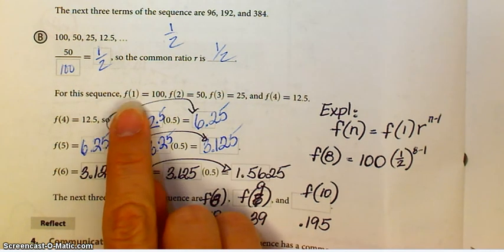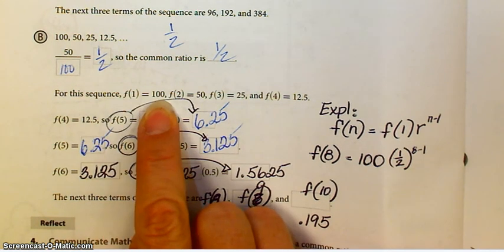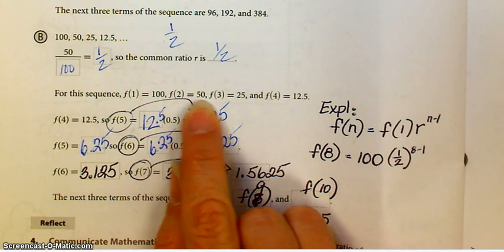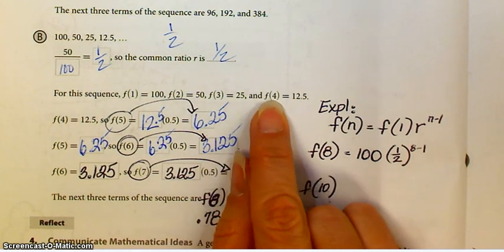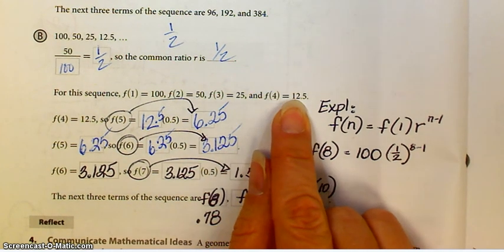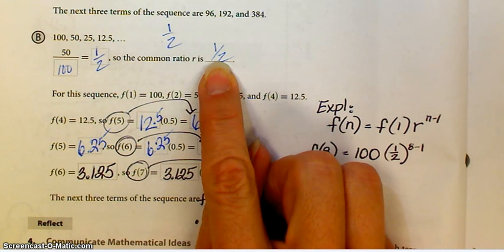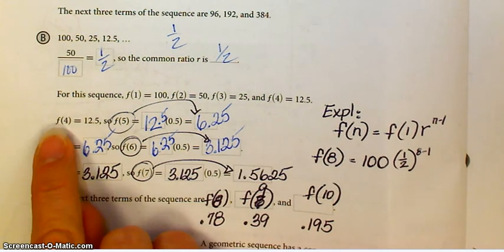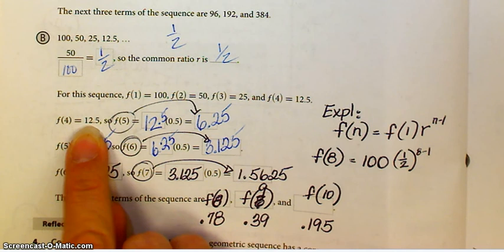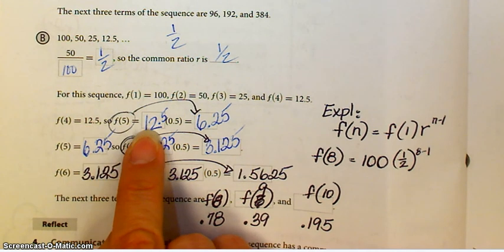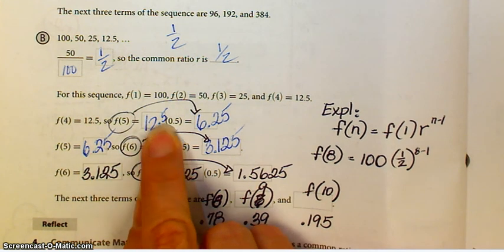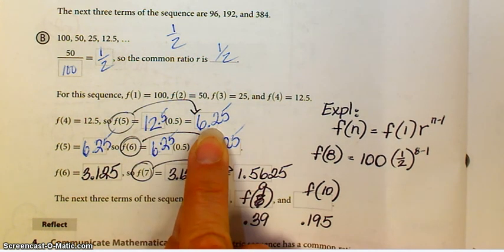So for this sequence, first term is 100, second term is 50, third term is 25. Fourth term is 12.5 because you're dividing by 2 each time. Divided by 2 is the same as multiplying by a half. So if you know the fourth term is 12.5, the fifth term is going to be 12.5 times 0.5, which is going to give you 6.25.